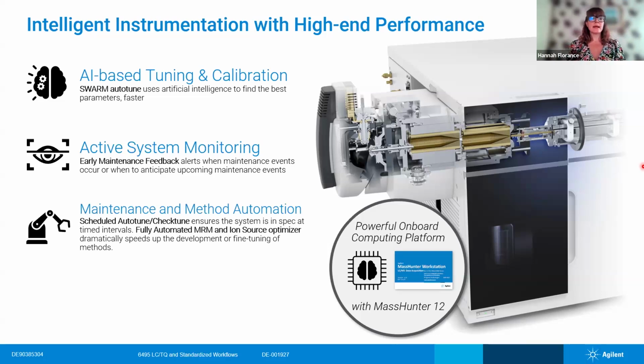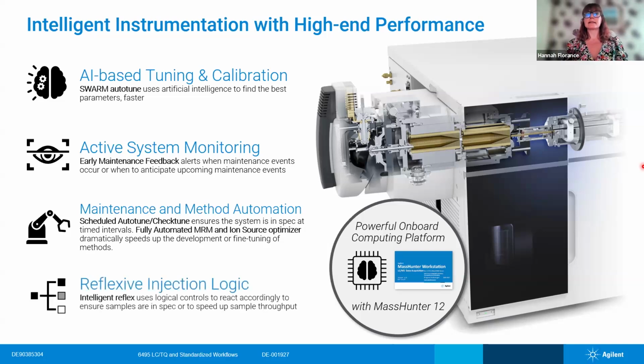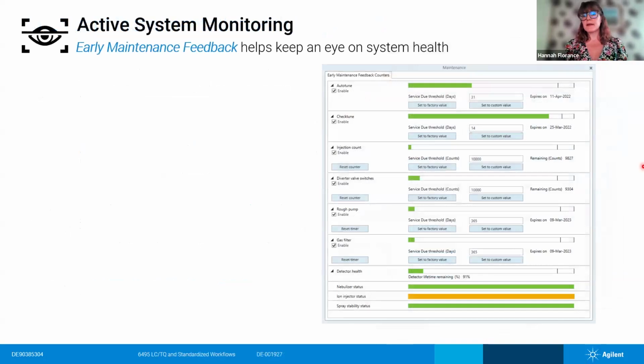We also have a fully automated MRM and ion source optimizer, and of course this really speeds up the development or fine-tuning of methods. If you're buying a ready-to-go method, this is not so important, but there's always room for adding extra workflows into your day-to-day analysis. And we have some nice reflective injection logic going on in here. I'm actually not going to spend time on that today because we're looking at standardized runs for a particular application.